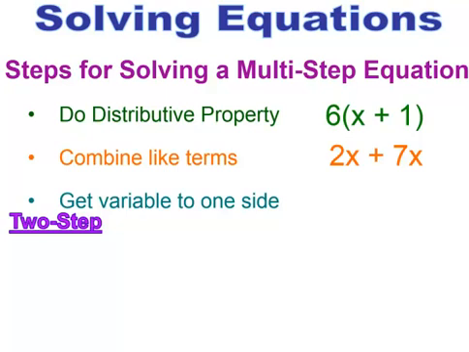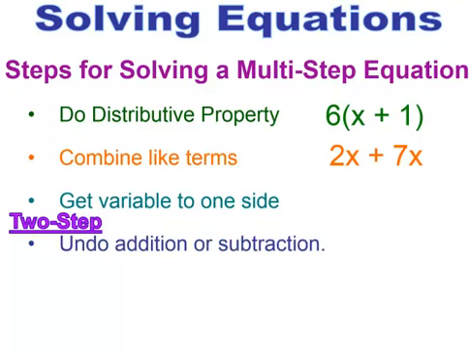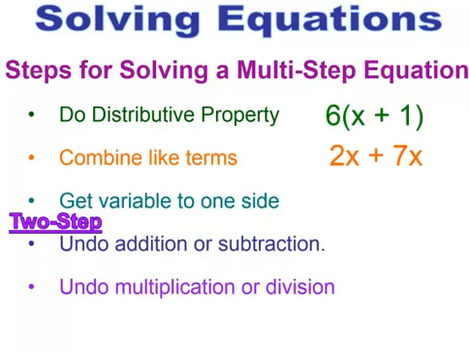Once you've done the above steps, you will have either a two-step equation or a one-step equation. And with a two-step equation, you're going to undo the addition or subtraction first, and then you'll undo the multiplication or division, whatever's attached to the variable.